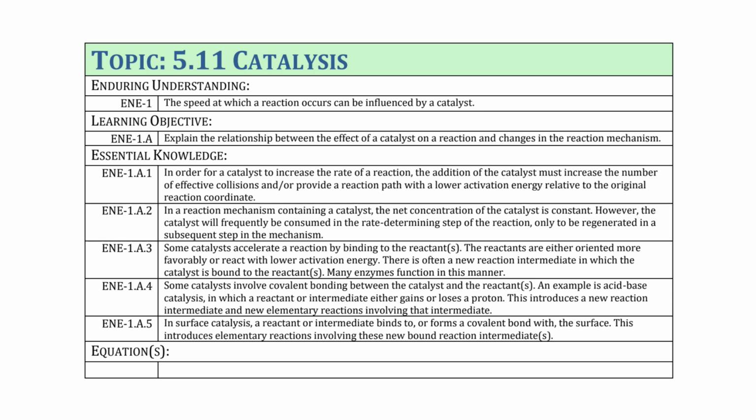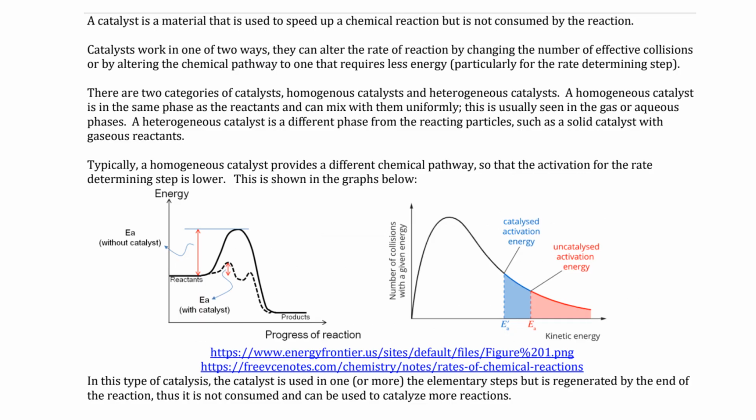Your learning objective for this lecture is to be able to explain the relationship between the effect of a catalyst on a reaction and changes in the reaction mechanism. So a catalyst is a material that is used to help speed up a reaction but is not consumed by the reaction. Catalysts work in one of two ways. They alter the rate of reaction by changing the number of effective collisions, or they can provide an alternate chemical pathway that requires less energy.